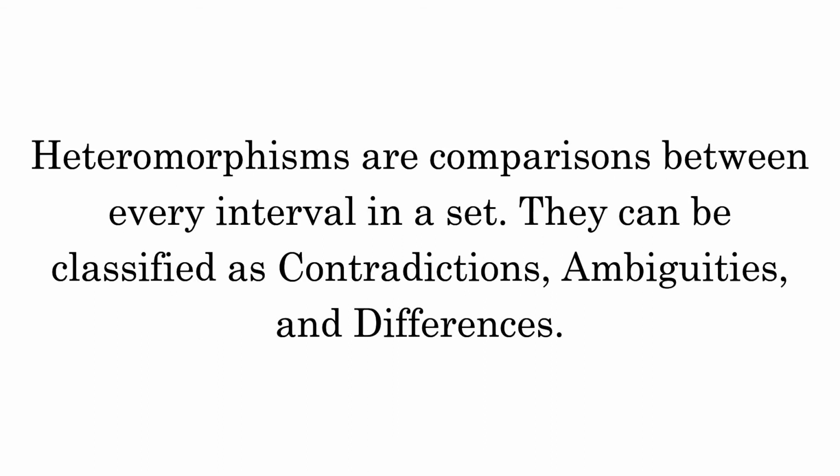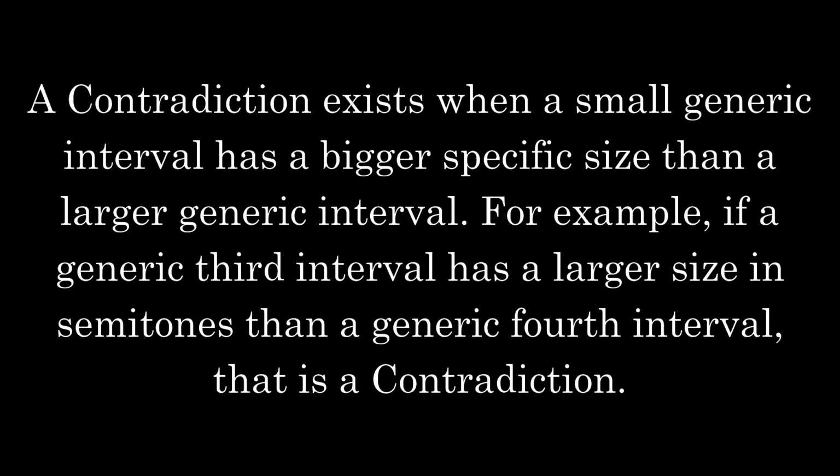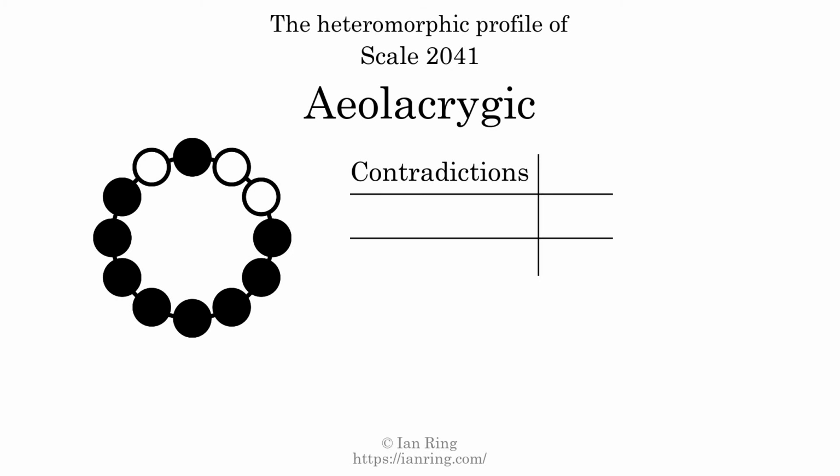Heteromorphisms are comparisons between every interval in a set. They can be classified as contradictions, ambiguities, and differences. A contradiction exists when a small generic interval has a bigger specific size than a larger generic interval. For example, if a generic third interval has a larger size in semitones than a generic fourth interval, that is a contradiction. The number of contradictions in this scale is 97.